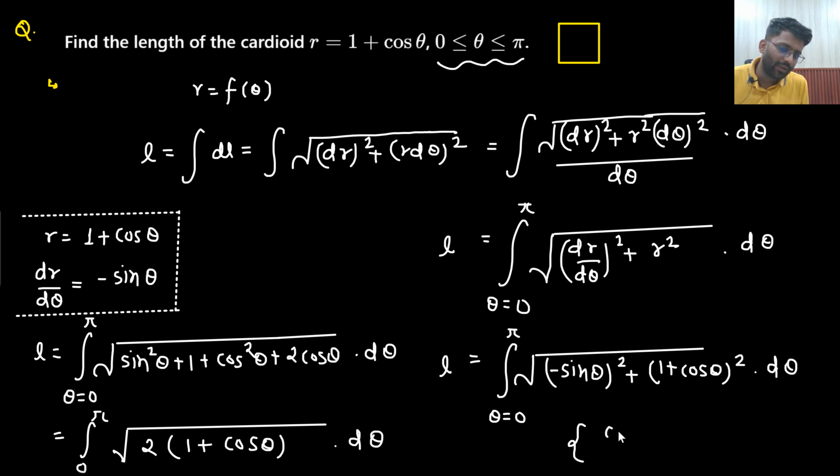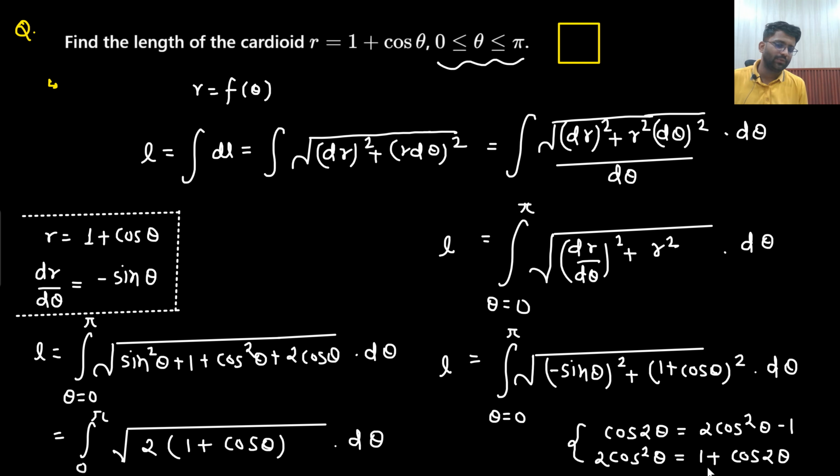Do you remember the formula of cos 2 theta? Cos 2 theta is nothing but 2 cos square theta minus 1. So from here, 1 plus cos 2 theta divided by 2 is cos square theta. 1 plus cos 2 theta is 2 cos square theta, right?